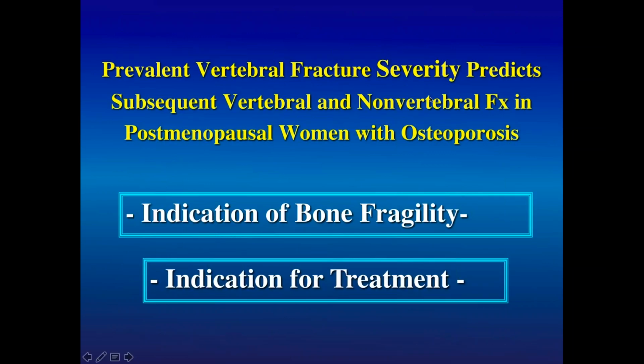So a prevalent vertebral fracture and its severity predict the subsequent vertebral and non-vertebral fracture, and are an indication of bone fragility and generally an indication for treatment.